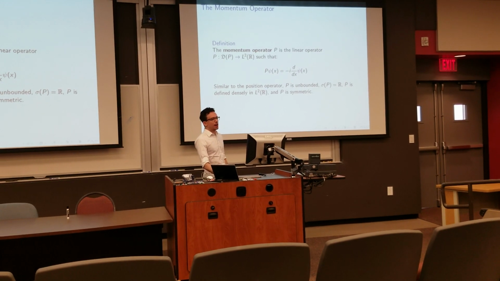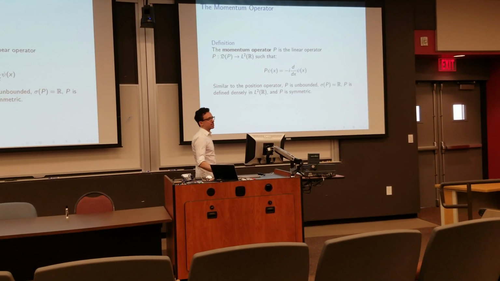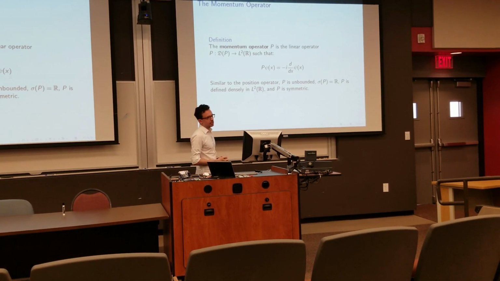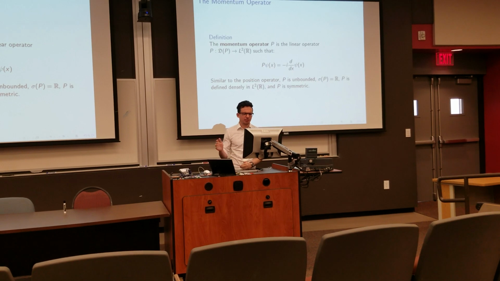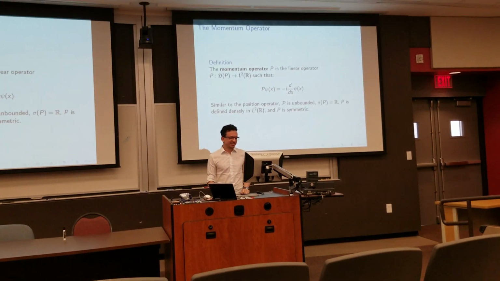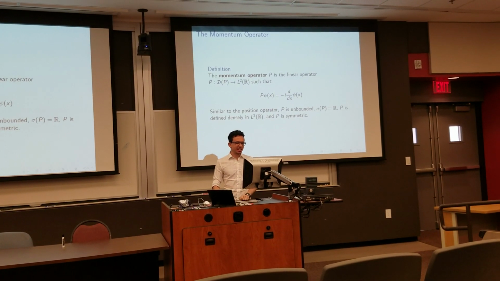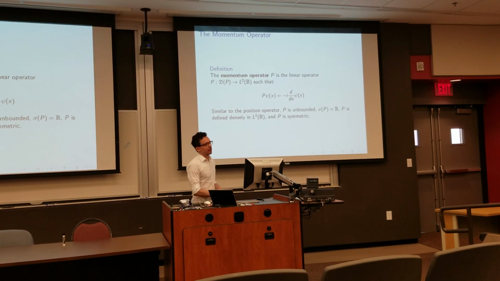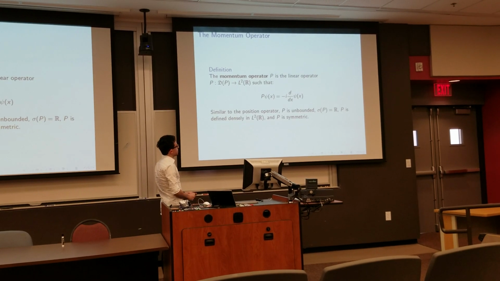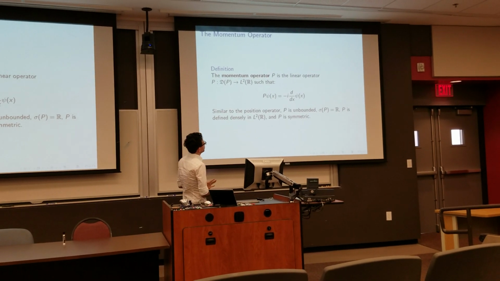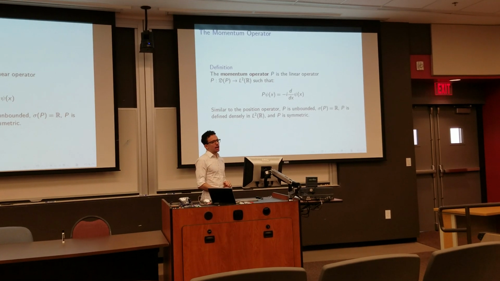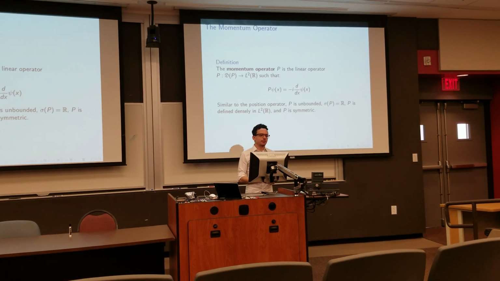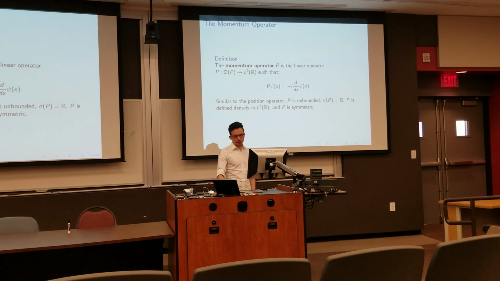Okay, so I've talked about the position operator a lot. Now let's talk about the momentum operator, which is in some sense like the position operator. I mean, not really. Well, in a sense. The momentum operator is the linear operator that takes a function and acts on it by negative i times the derivative of that function. It has a lot of properties similar to the position operator, in that it's unbounded. The spectrum is the entire real line. It's defined on a dense subset of L2, and it's symmetric.